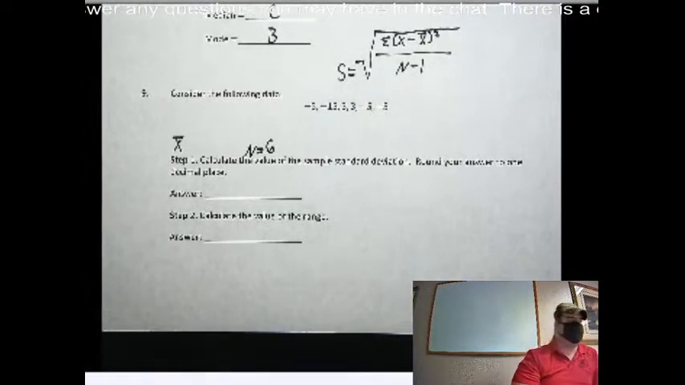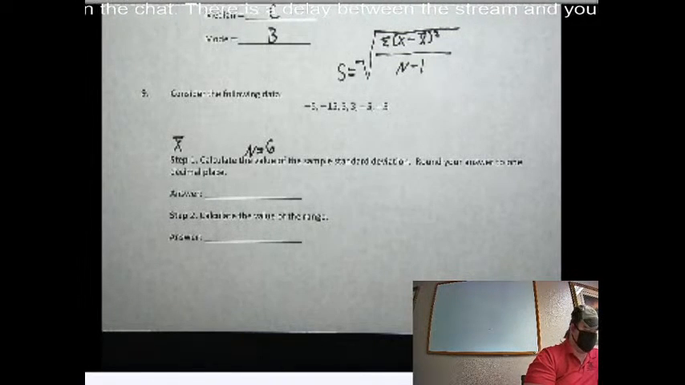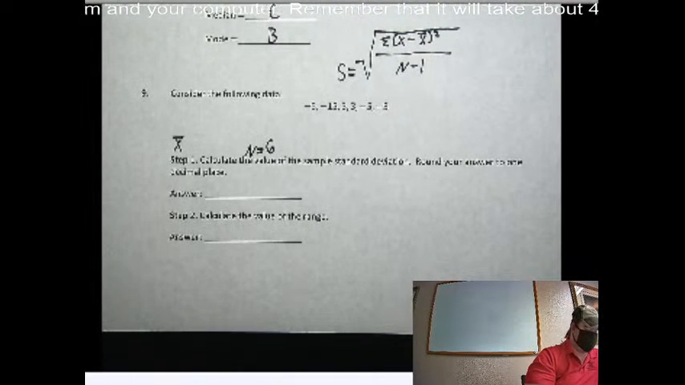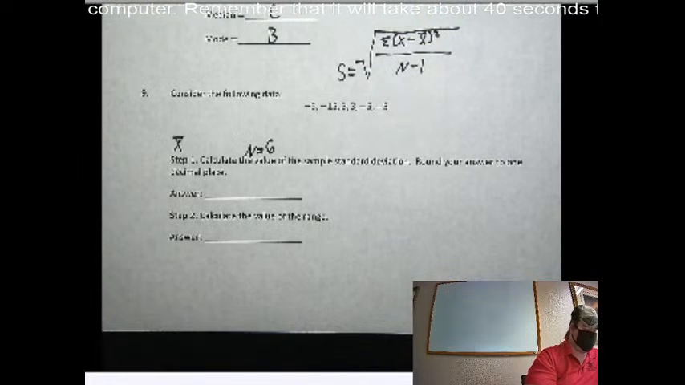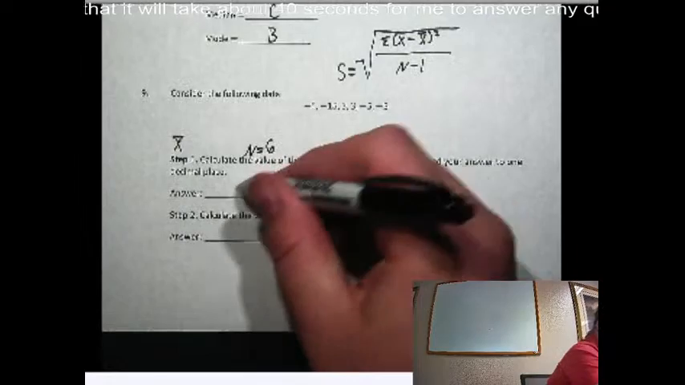So let's add these up and then divide by 6. So we have -5 plus -15 plus 3 plus 3 plus -5 plus -5. So that's -24. Divide by 6. We get -4.